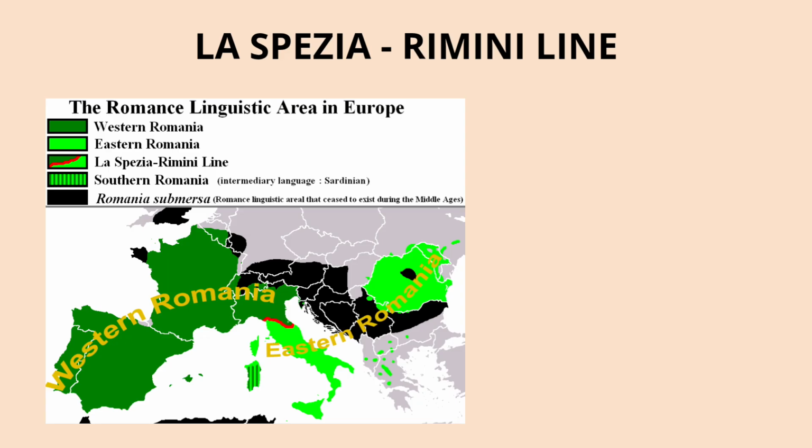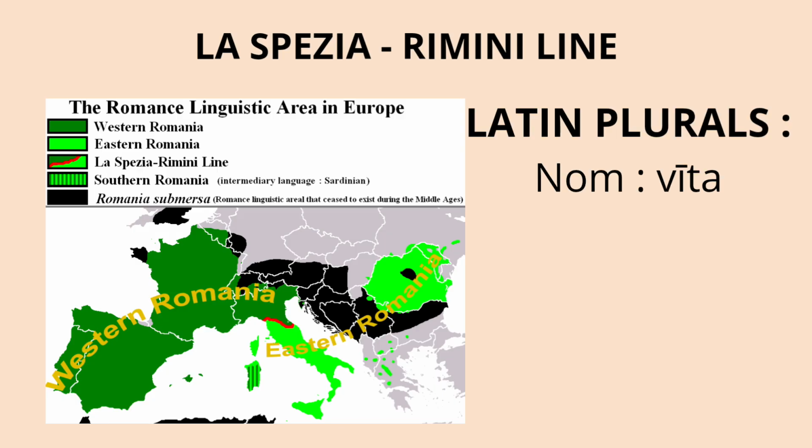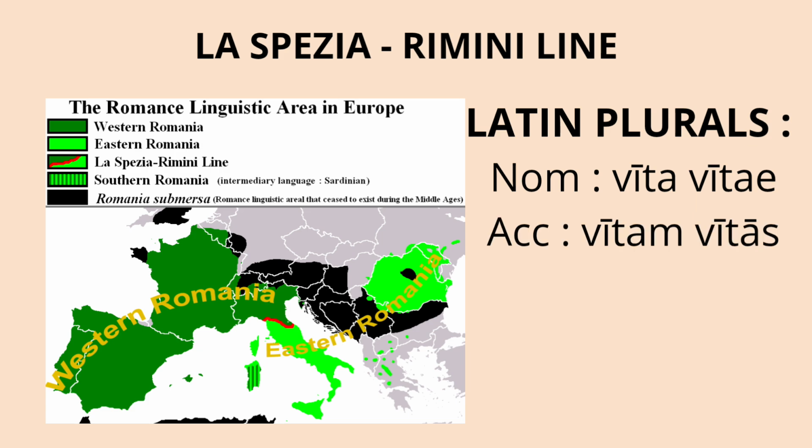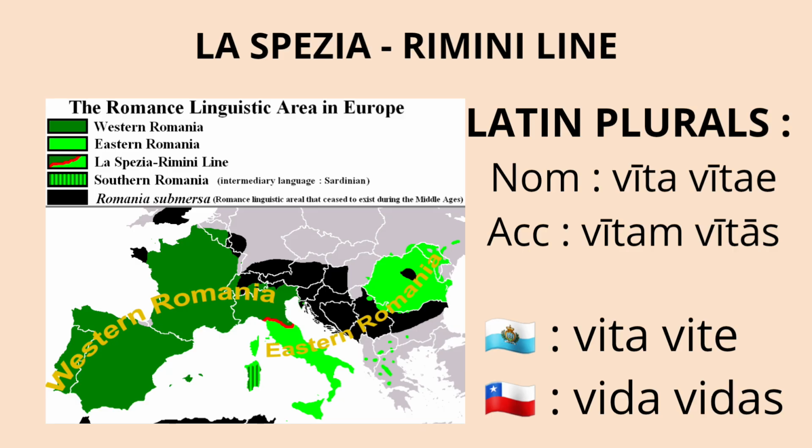One of the most famous examples is the La Spezia-Rimini isogloss, which marks the division between the so-called Western and Eastern Romance languages. One of the major differences is that in the West, noun plurals derive from the Latin accusative form, often ending in s, while in the East they derive from the nominative form, typically involving the addition of a vowel. For example, Latin for life, vita, forms its plural as vitae in the nominative form and vitas in the accusative. It gave vita, vite in Italian and vida, vidas in Spanish.